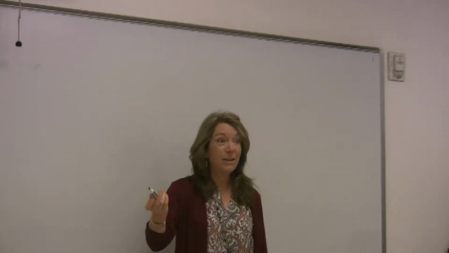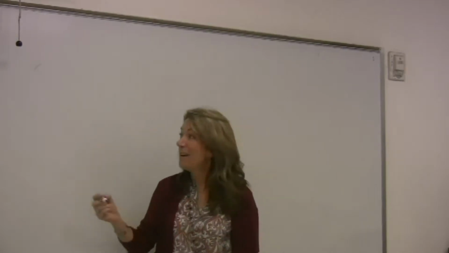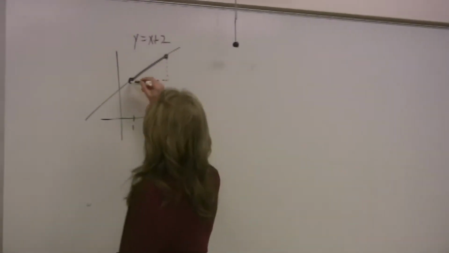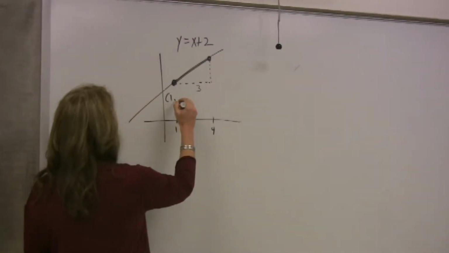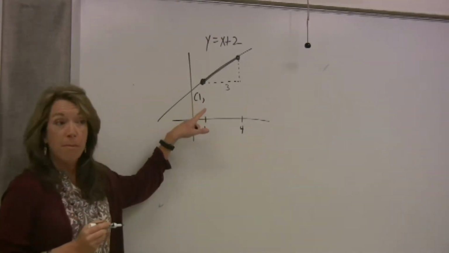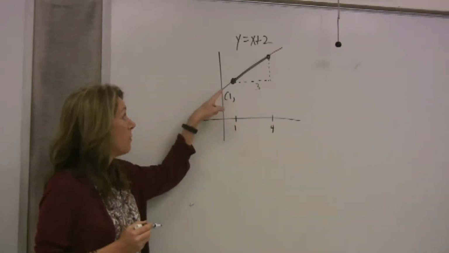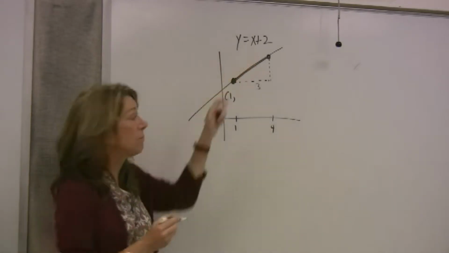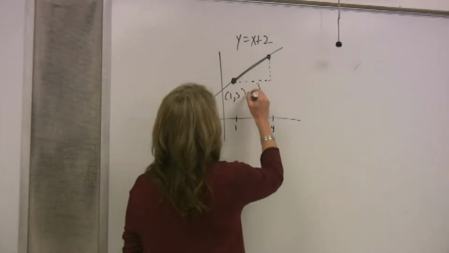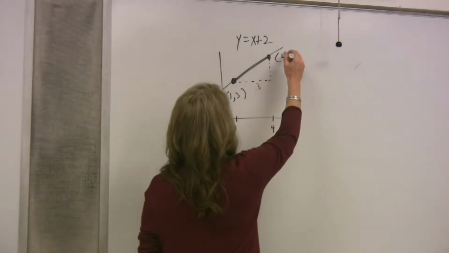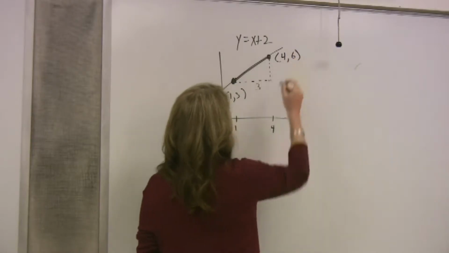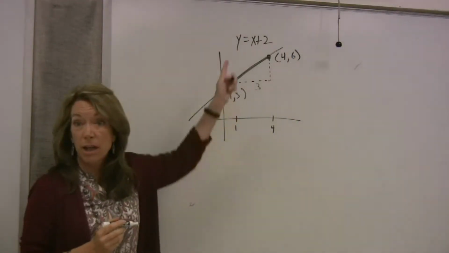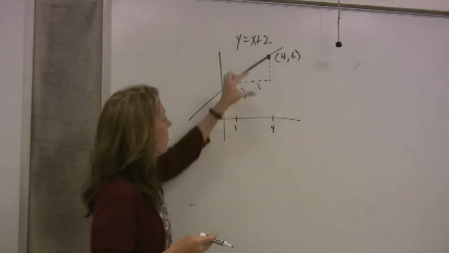What's the y value? So this point right here is 1 comma, what? I'm going to plug it into here: 1, 3. And this one over here has an x value of 4, so that's 4, 6. Plug it into my equation. So how high is this one?